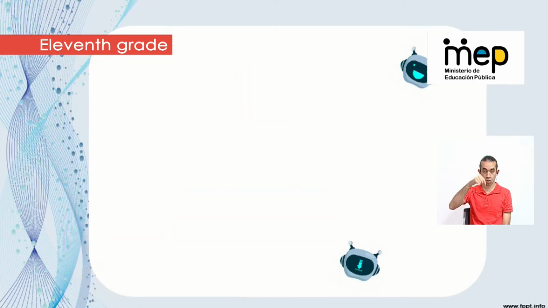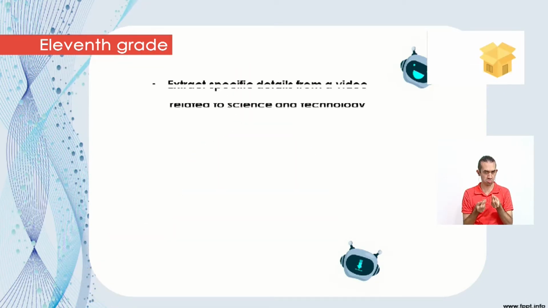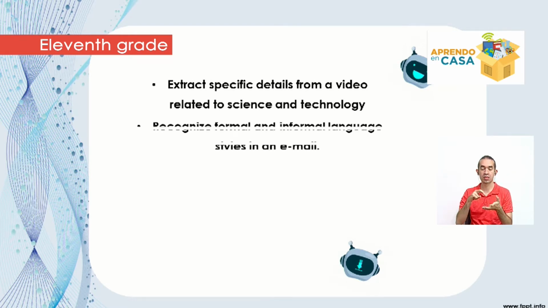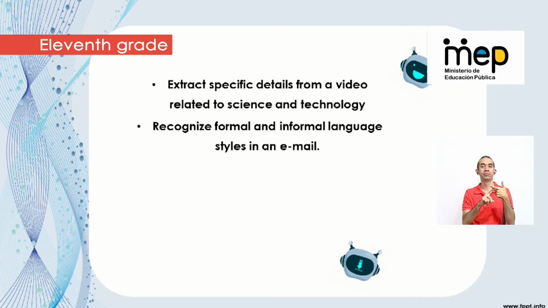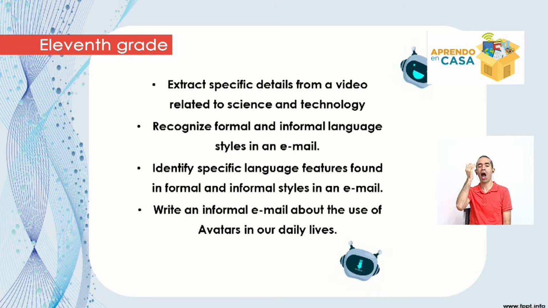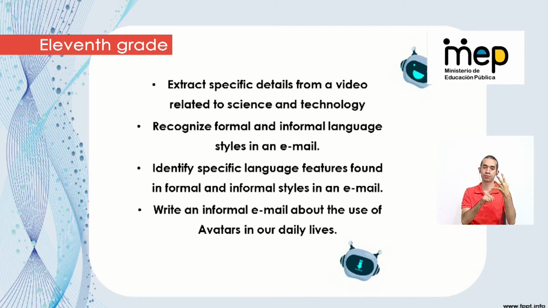But today, let's see what we're going to be doing. So in today's work, we are going to extract specific details from a video related to science and technology. That means we're going to be listening. Also, we're going to recognize formal and informal language styles in an email. This is very important if you want to write an email in the future. And then we're going to identify specific language features, those key aspects that tell me that an email is formal or informal. And of course, we're going to be writing an informal email about the use of these avatars in our daily lives. So you see, our topic today is avatar, all right?